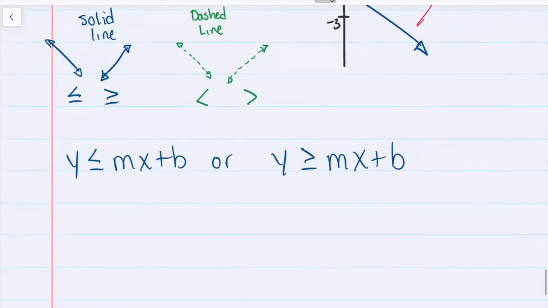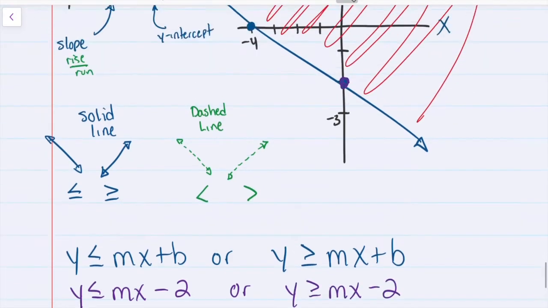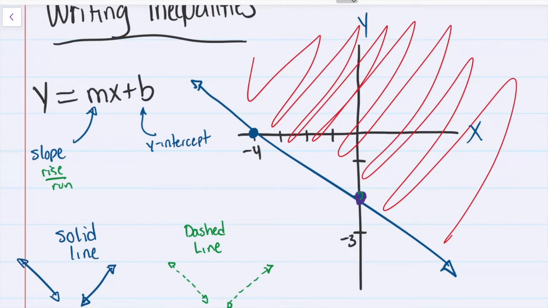So we know this could be, let's replace it, y is less than or equal to mx minus 2, or y is greater than or equal to mx minus 2. And then let's find the slope. So notice we have to pick two points to find the rise over the run. Well, how many did I have to go up to get to that point? I went 2 up, which is +2. And then how many did I have to go to the left? I actually went 4 to the left, which when you go to the left is always negative.